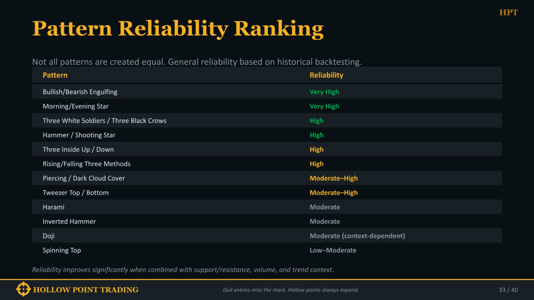Not all patterns have equal reliability. Very high patterns include engulfing and morning/evening star. High patterns include the 3 soldiers/crows and hammer/shooting star. Always seek higher reliability setups for better odds.